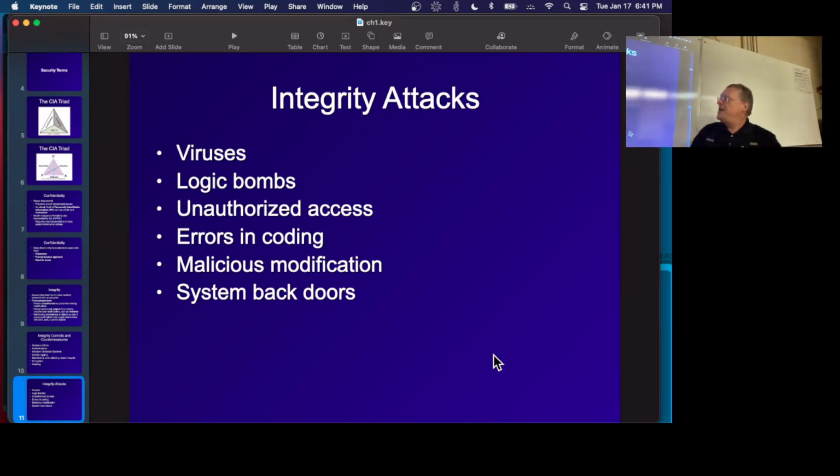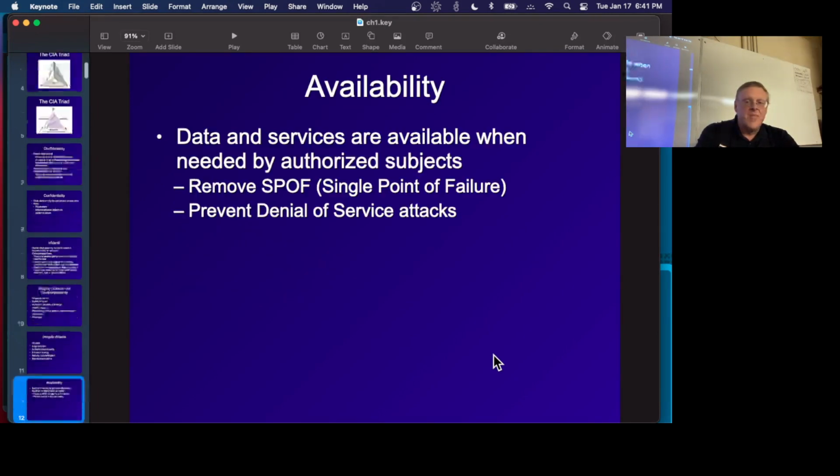All right, so integrity attacks. Of course, viruses, ransomware, and all those things will corrupt the data. Also errors, malicious modifications, and people putting backdoors in your system so that they can come in in an unauthorized way. All these things are violating the integrity of the data on your servers, and of course, they can all happen.